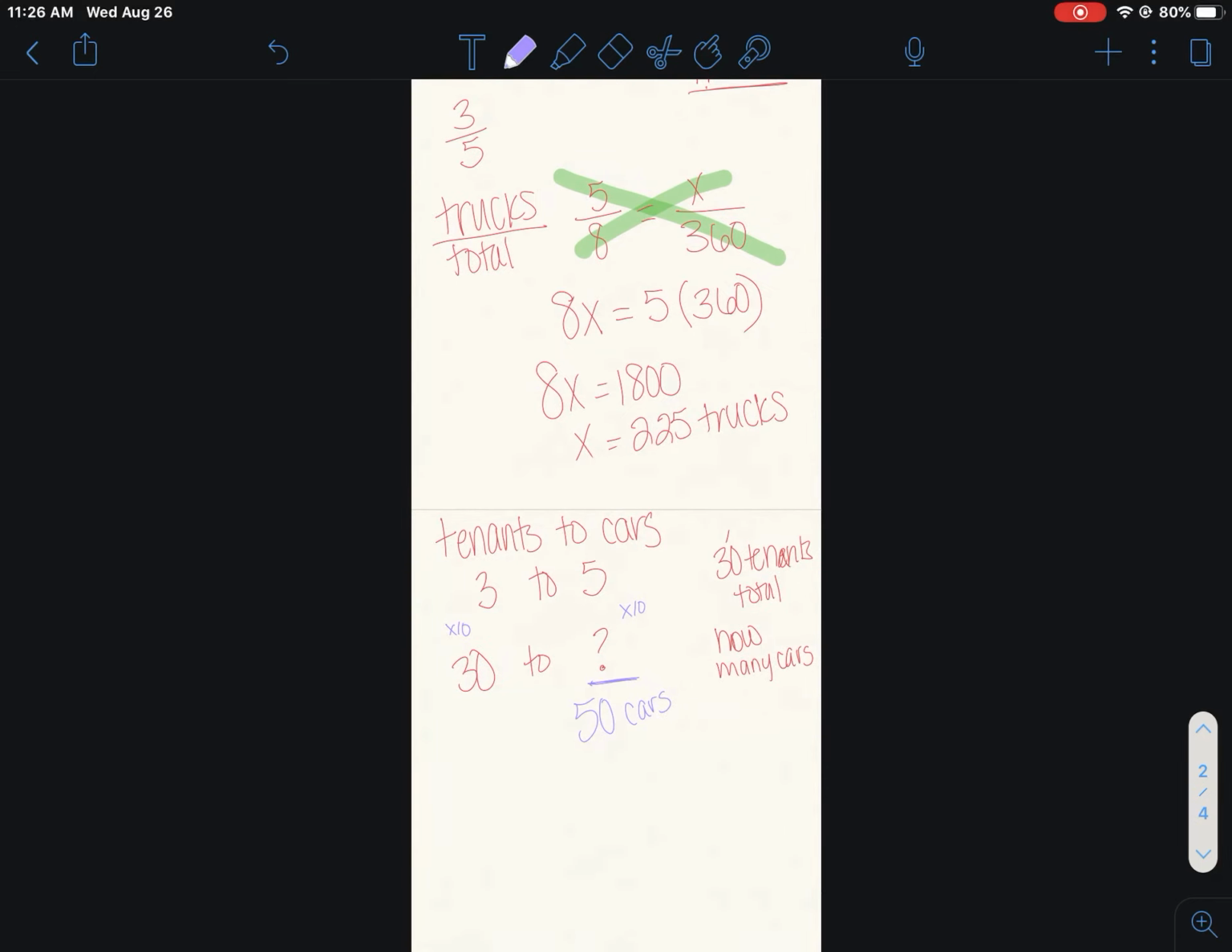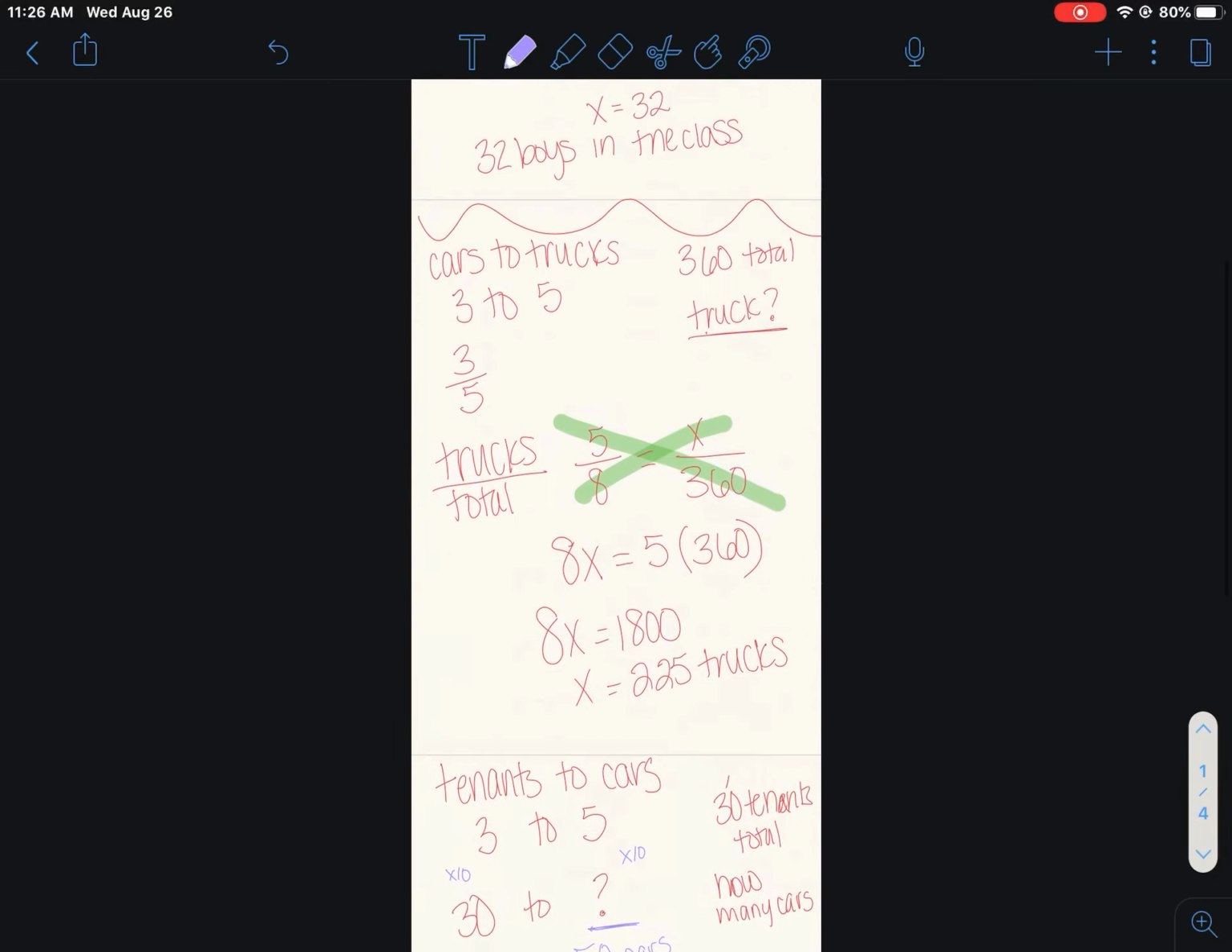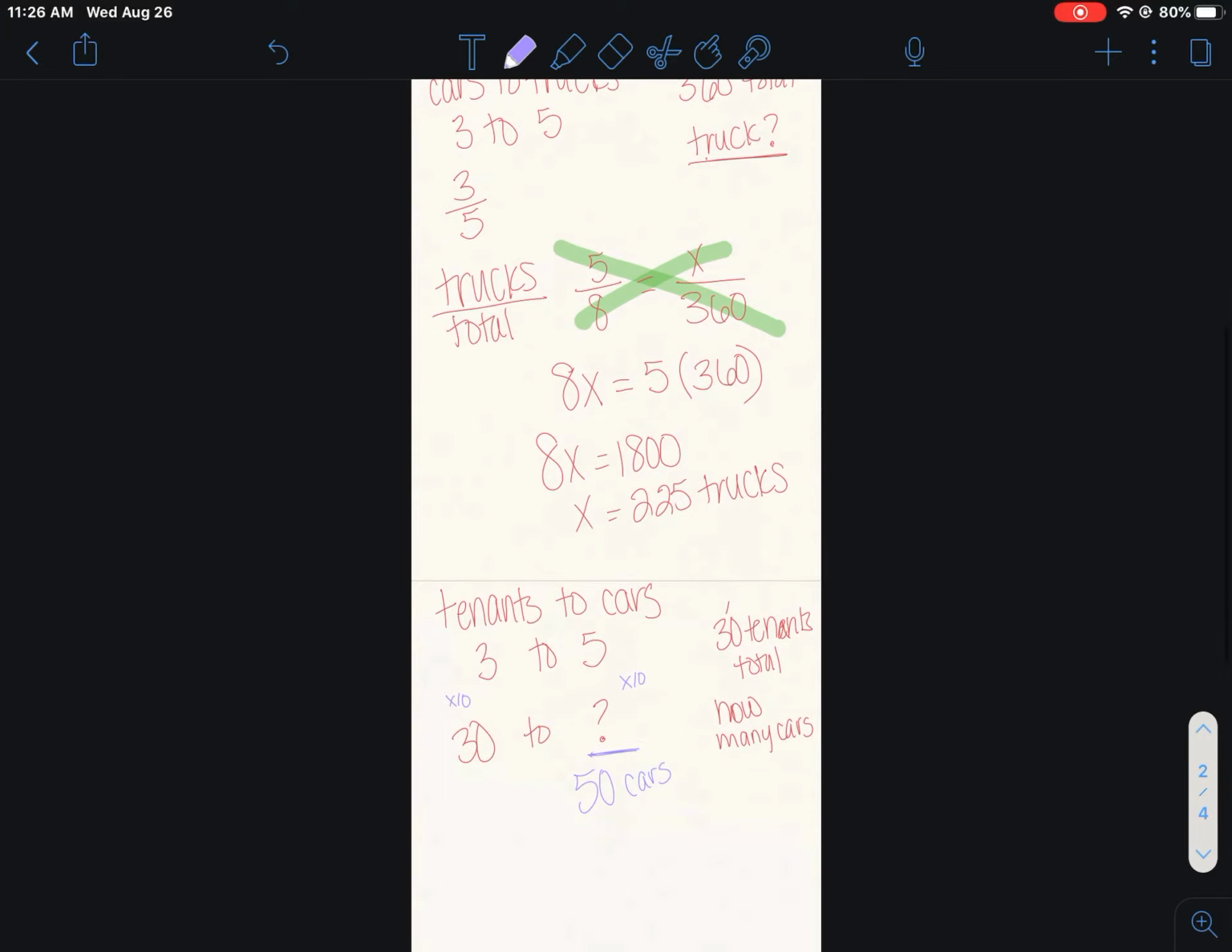So hopefully that helps a little bit on proportions. There were 3 different ways that we kind of did this. Hopefully it helps. If not, let me know.